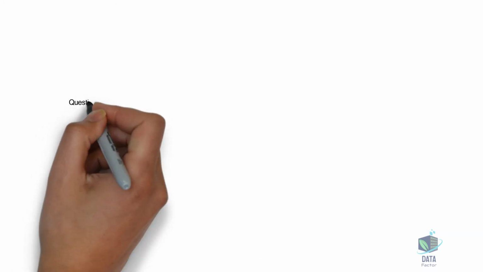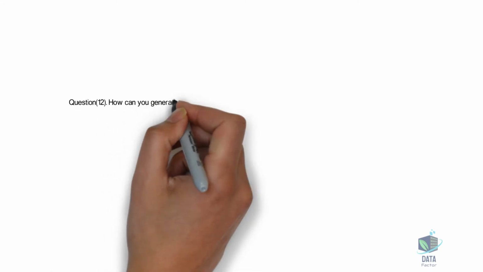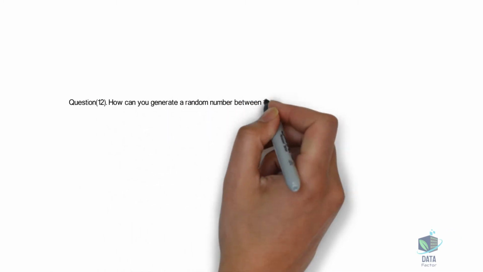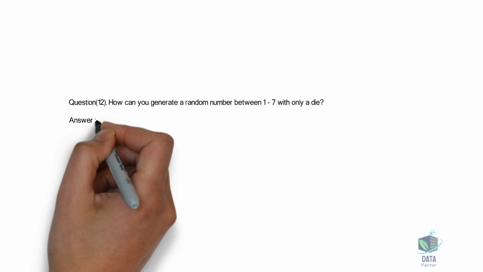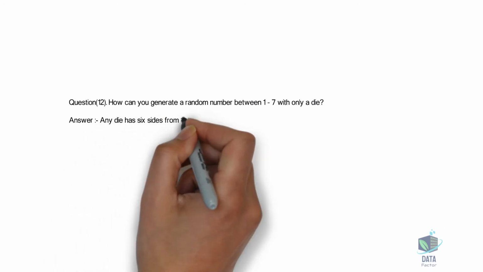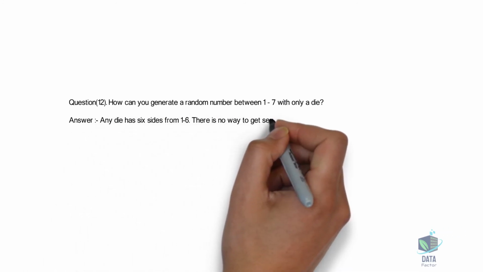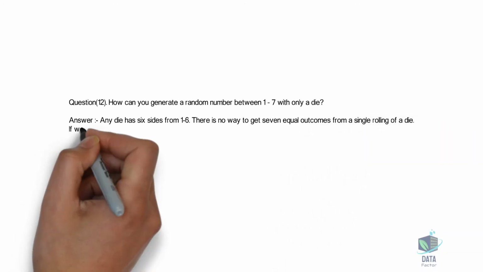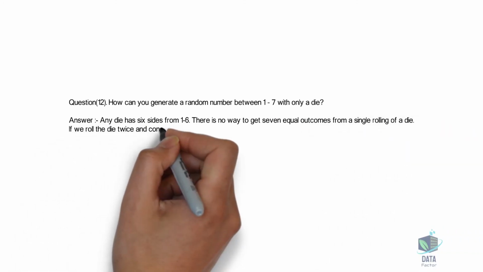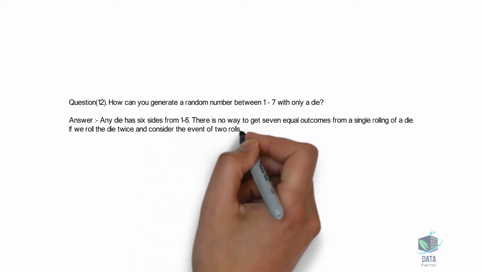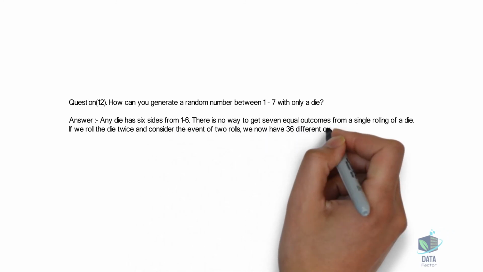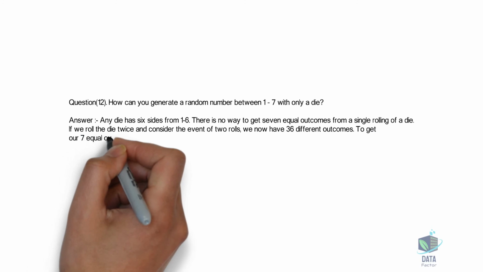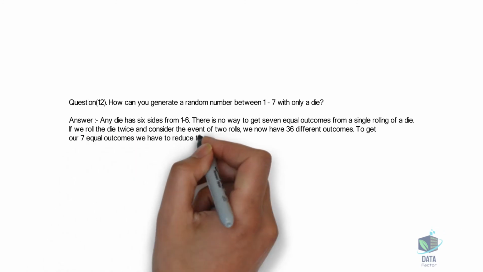Question 12. How can you generate a random number between 1 to 7 with only a die? Answer: any die has 6 sides from 1 to 6. There is no way to get 7 equal outcomes from a single rolling of a die. If we roll the die twice and consider the event of 2 rolls, we now have 36 different outcomes. To get our 7 equal outcomes, we have to reduce this 36 to a number divisible by 7.